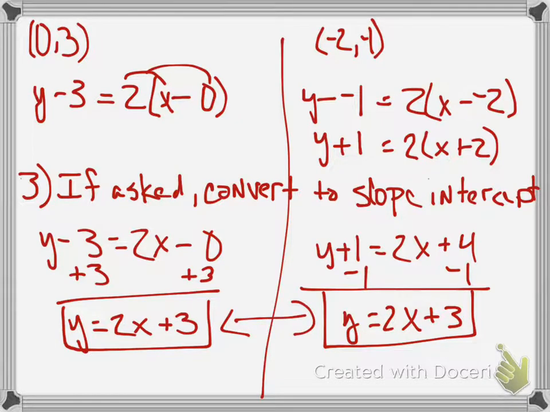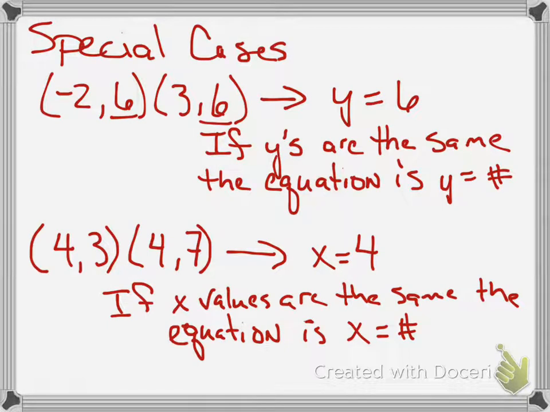Alright? Moving on. Special cases. Do not forget that if you see 2 points and the y's are the same, then it's y equals that number, because basically that's a horizontal line. It's going across. If you see that the x's are the same, that's a vertical line, and this is x equals a number. So kind of just pay attention to the numbers there. Those are your special cases, when x is equal to a number and y is equal to a number. That is the equation. That's it.